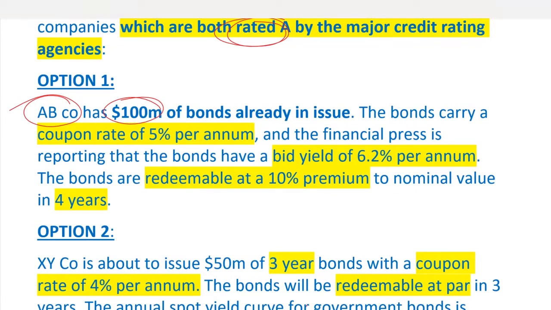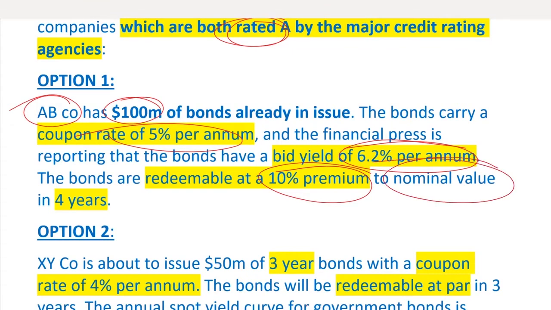It says the bonds carry a coupon rate of 5% per annum. Okay, so there's an interest rate of 5% per annum. And the financial press is reporting that the bonds have a bid yield. So they've given us the yield on the bond being 6.2% per annum. The bonds are redeemable at a 10% premium to the nominal value. In how many years' time?